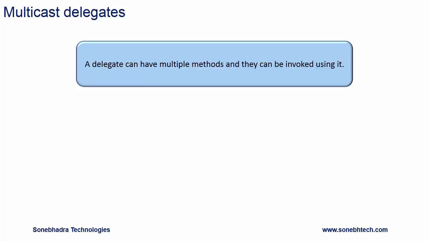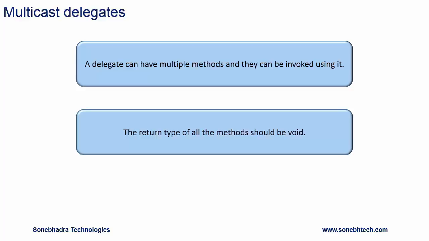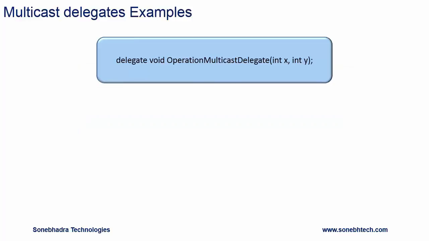Multicast delegates. A delegate can have multiple methods and they can be invoked using it. That means a delegate can encapsulate multiple methods and all the methods can be invoked using the delegate object. But all the methods should have return type void. Okay, let's see one example of multicast delegate.